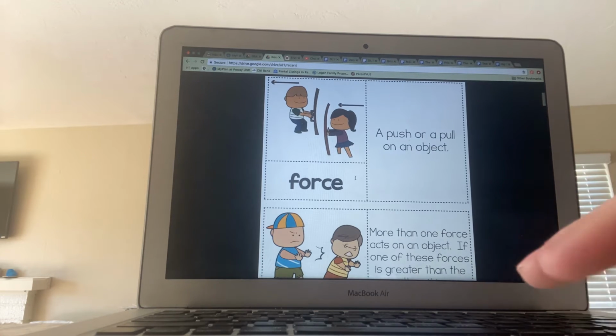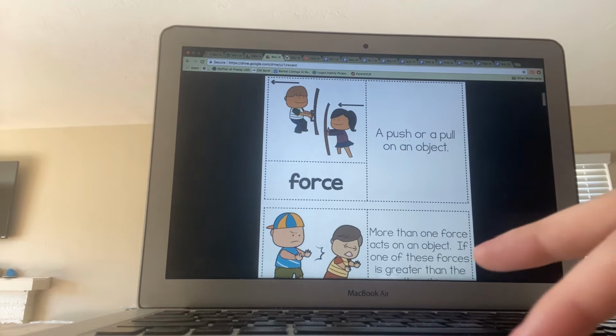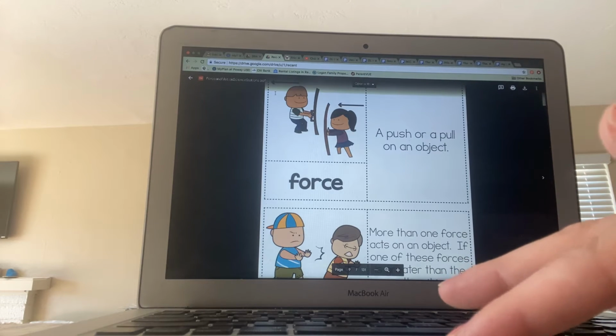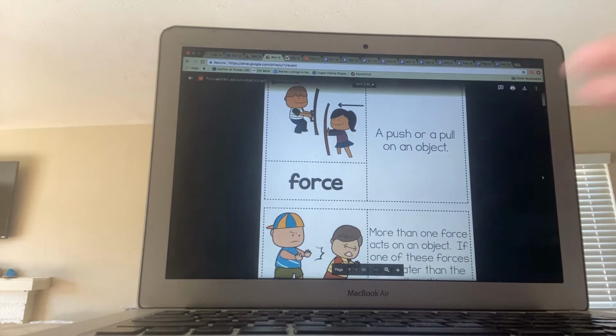Okay, force, a push or a pull on an object. He's pulling, that's force. She's pushing, that is also putting force onto something.